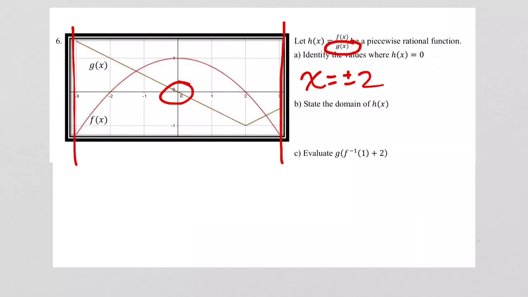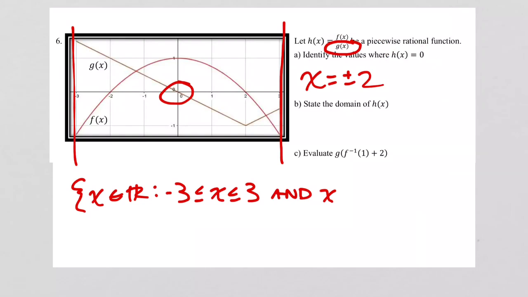So I'm going to write it down here just because I'm writing big. We're going to say x in R such that -3 is less than or equal to x is less than or equal to +3. And we also know that x cannot equal 0.